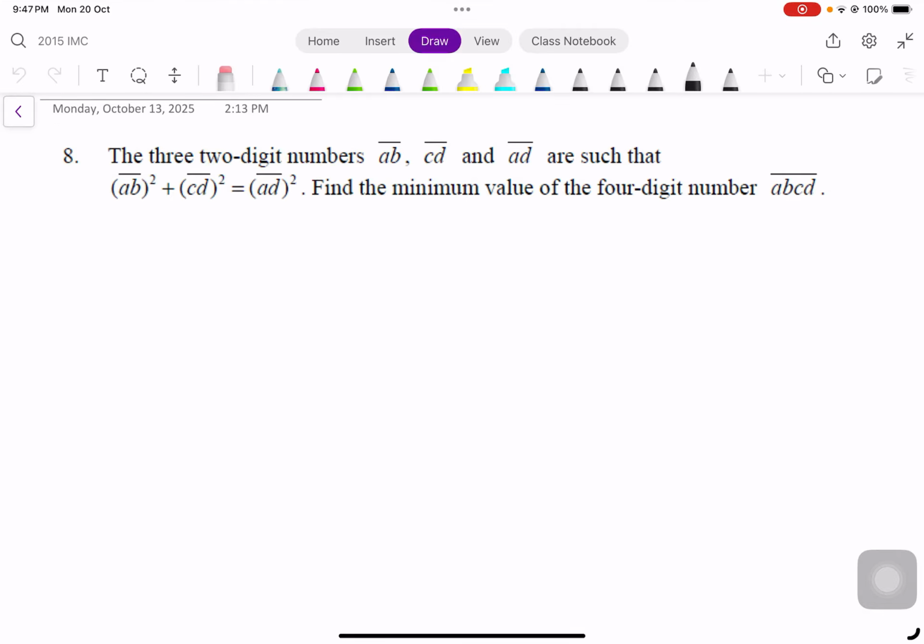Okay, three two-digit numbers AB, CD, and AD are such that AB squared plus CD squared is equal to AD squared. Find the minimum value of the four-digit number ABCD. Therefore, I think from this equation, we can actually write it in this way.